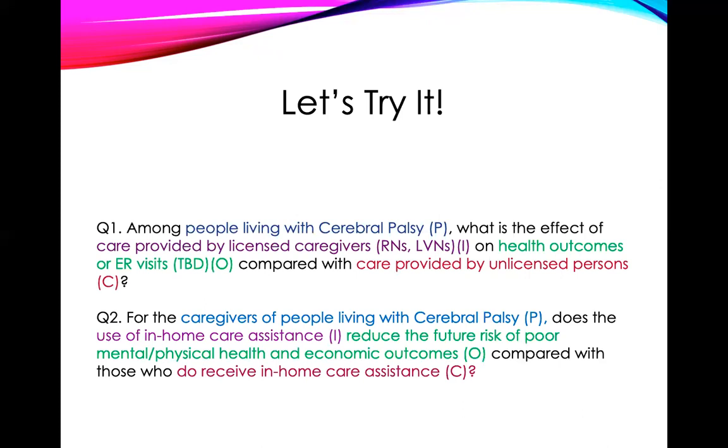The next question is, for the caregivers of these people, does in-home care assistance reduce the risk of bad things for them, poor mental and physical health, poor economic outcomes, compared to people who do actually get that help? Yeah, so it's kind of as simple as that.